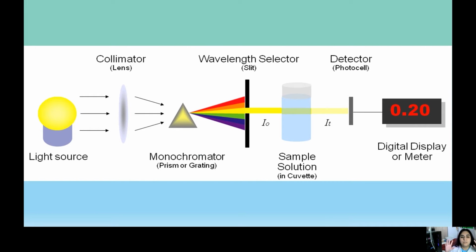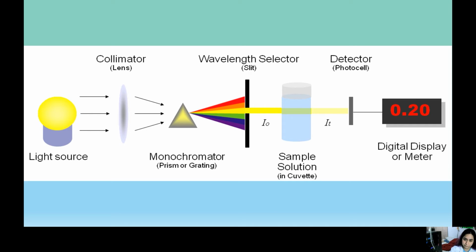So let's talk more about the diagram, and how a spectrophotometer is composed. Okay, so there are some instruments. We need a light source, a collimator, a monochromator that is a prism or a grating, a wavelength selector, the cuvette that has the solution we are going to test, the detector that has photocells, and a digital display that is going to show you the absorbance.